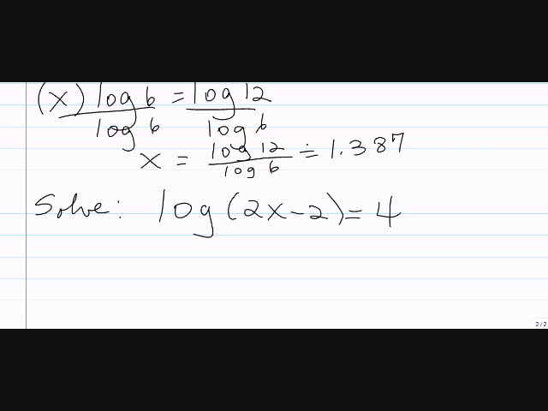But basically, we try not to work too much with logs because we don't really know enough about them. We can't really do them, but we can solve equations with exponents. Okay. So this is base 10 log. They don't write a little 10 here, but it's understood. So this is 10 to the 4th power equals 2x minus 2. Now once I've changed this into an exponential, this is pretty easy to solve. 10 to the 4th, oh well, I can do that one.